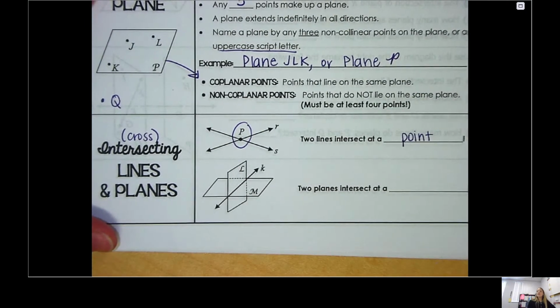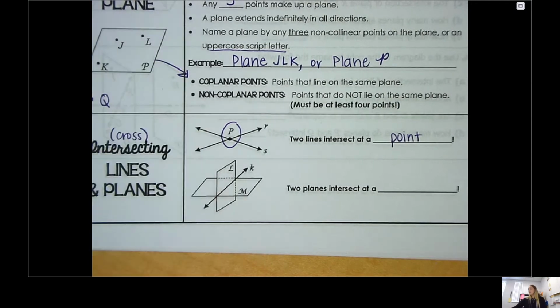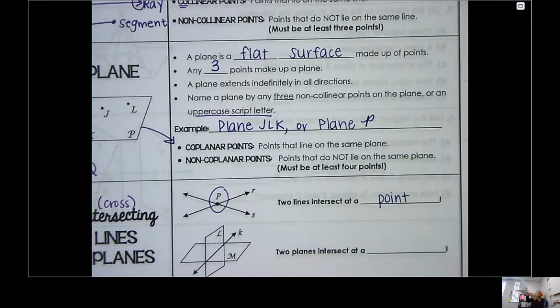Two planes intersect at a blank. So if I have two flat surfaces, here are my two papers, and they are intersecting, they are touching each other like this. Are they touching each other at one point, like the lines were, or are they touching each other at a lot of points? At a lot of points. And what do we call something that is made up of a lot of points?